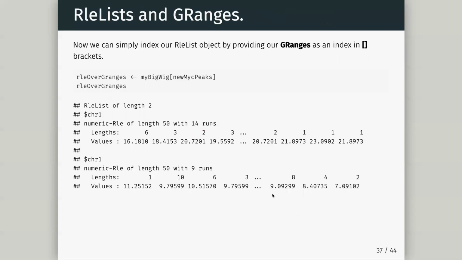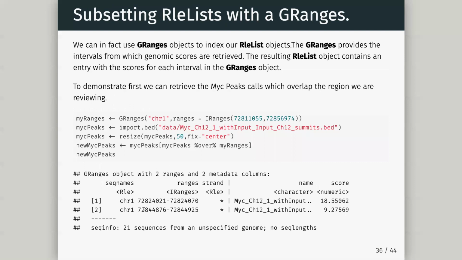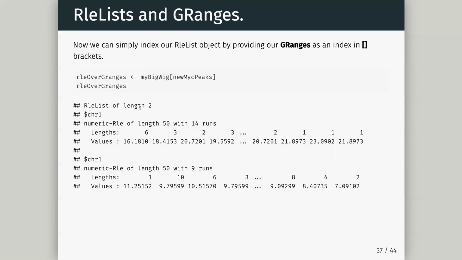To get the actual signal over these peaks is super easy using GRanges and RLE lists. So if I have my RLE list, which is imported straight from that import.bw function, I can just use standard square brackets here. Don't need to worry about double square brackets. I can just pass in my GRanges I've just created, which is these two here. And now I have an RLE list.